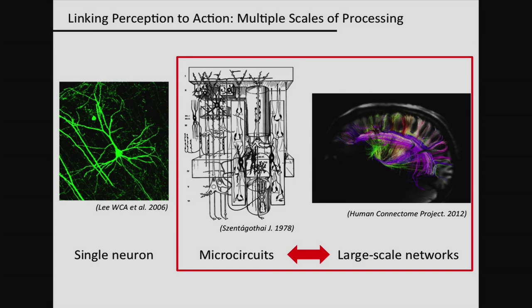Information processing occurs on different scales. You have individual neurons that can integrate the information from thousands of synapses. On the other hand, you have small populations of neurons that form a microcircuit, which performs a set of computations. And then you have large areas of the brain, or circuitry, that communicate with each other over long distances.